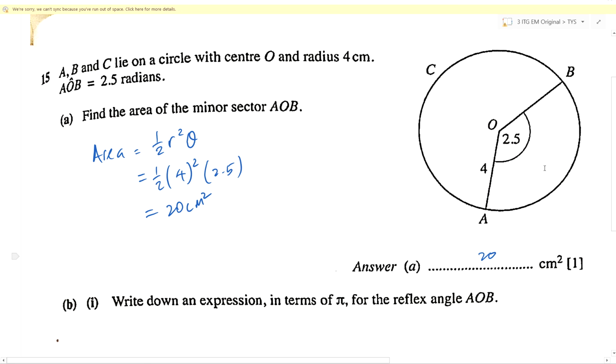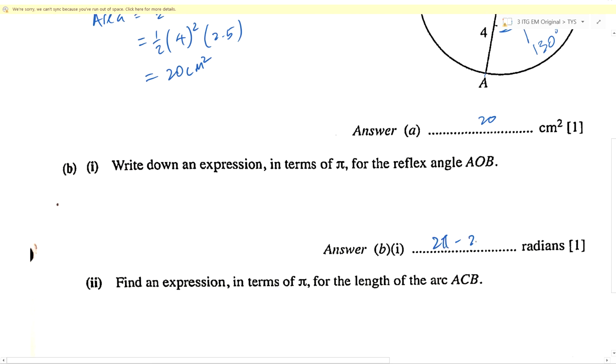So write down an expression in terms of pi for the reflex angle AOB. So AOB, this is the obtuse angle. So this is the angle they require. If this were a question in degrees, and they tell you that this angle over here is 130 degrees, how would you find the reflex angle? Exactly, 360 minus, right? So you take one complete cycle minus away the angle that is already given. Now what is one complete cycle in radians? 2 pi. Therefore, the answer over here is 2 pi minus 2.5 in radians.